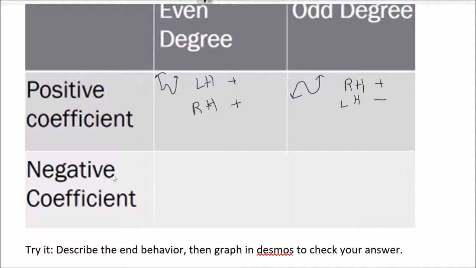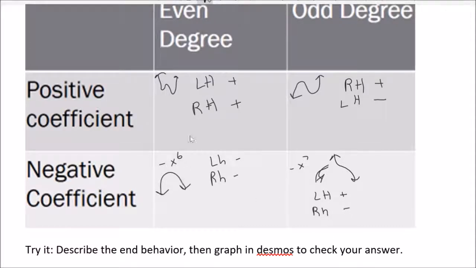So when it was a negative coefficient, like we had negative x to the 6th, it went down on both sides. And so that would tell us that the left hand is negative, left hand pointing down, and the right hand is also negative. What about an odd degree? We had negative x to the 7th we'd graphed. Oops, if I did it backward, whoops. And that looks something like this. So on that one, the left hand was positive and the right hand was negative.